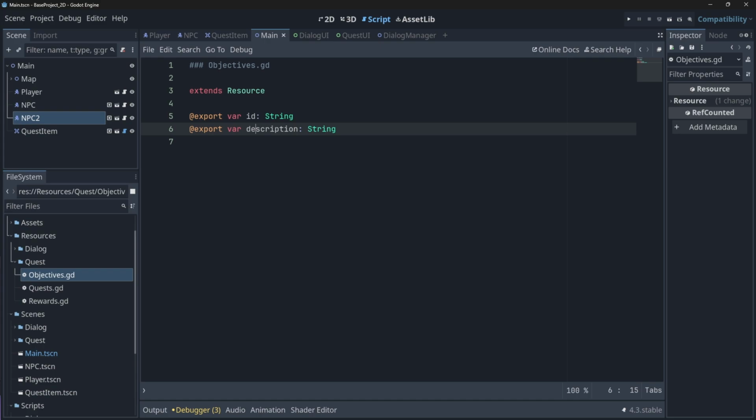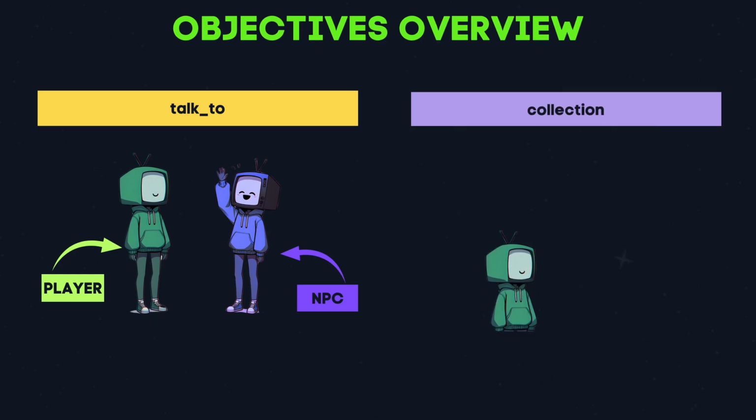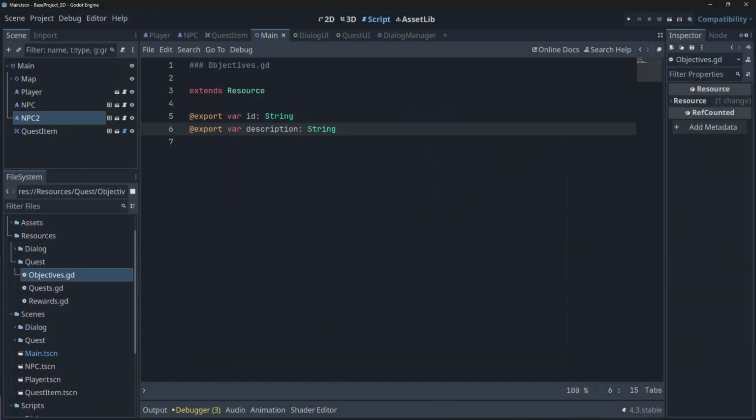Then we will have to say what type of objective this is. To start off, we will have 2 types of objectives. A talk to objective, which will require us to talk to a certain NPC, and a collection objective, which will require us to collect a certain amount of pickup items. So, to be able to create these objectives, we will need to also give our objective a target ID, which is the item or NPC that we need to talk to, and a target type, which is either a collection or talk to objective type.